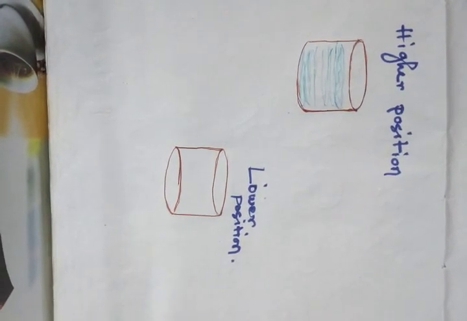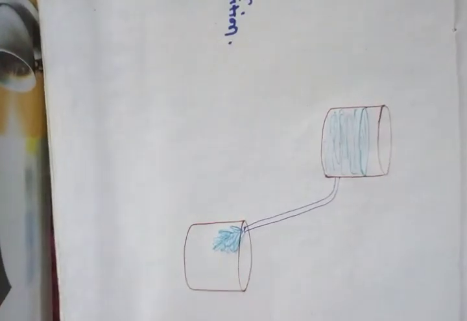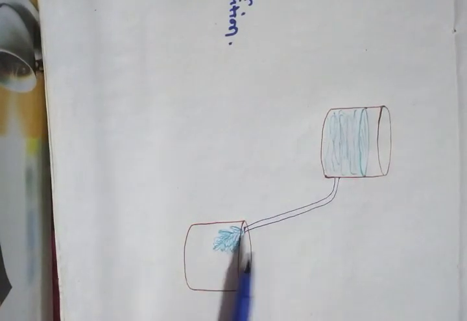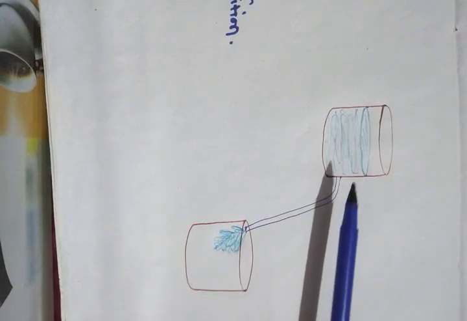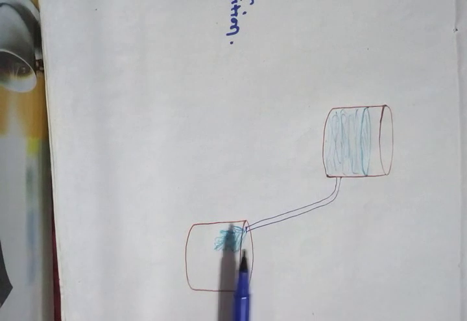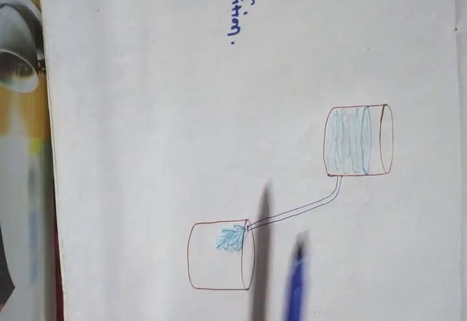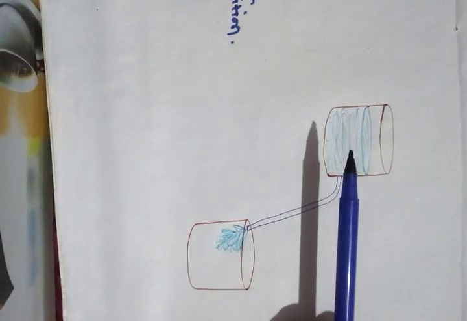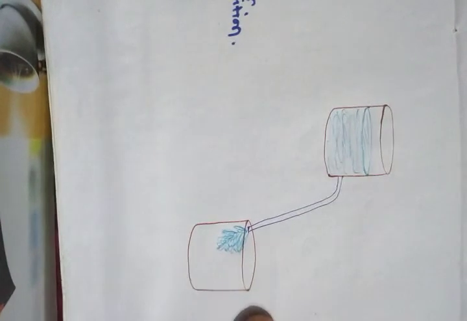So what will happen if we connect them through a pipe? Obviously the water will flow from higher position towards lower position. It is very natural that water will flow from higher position to lower position.